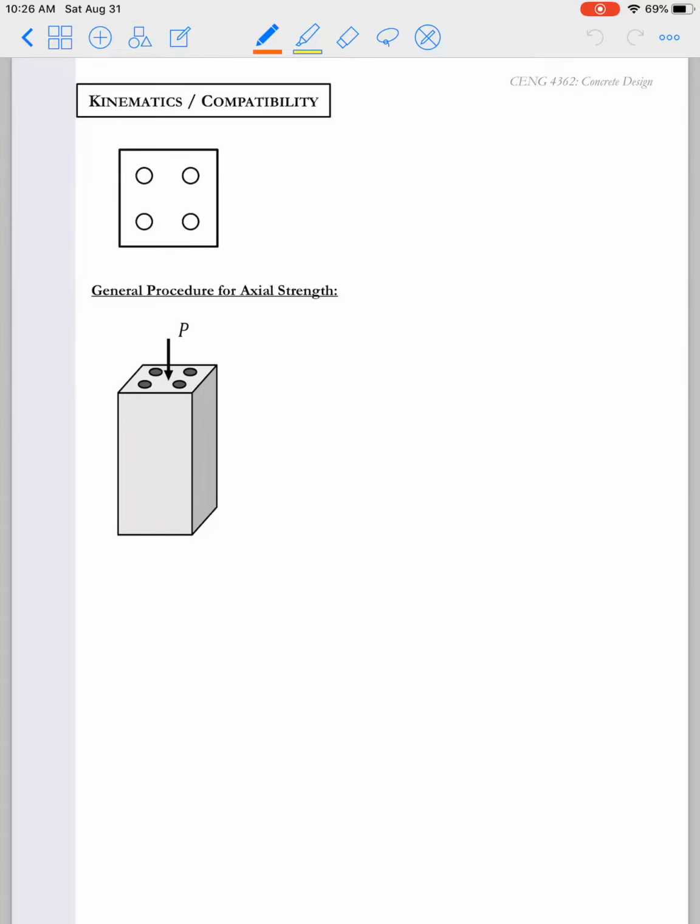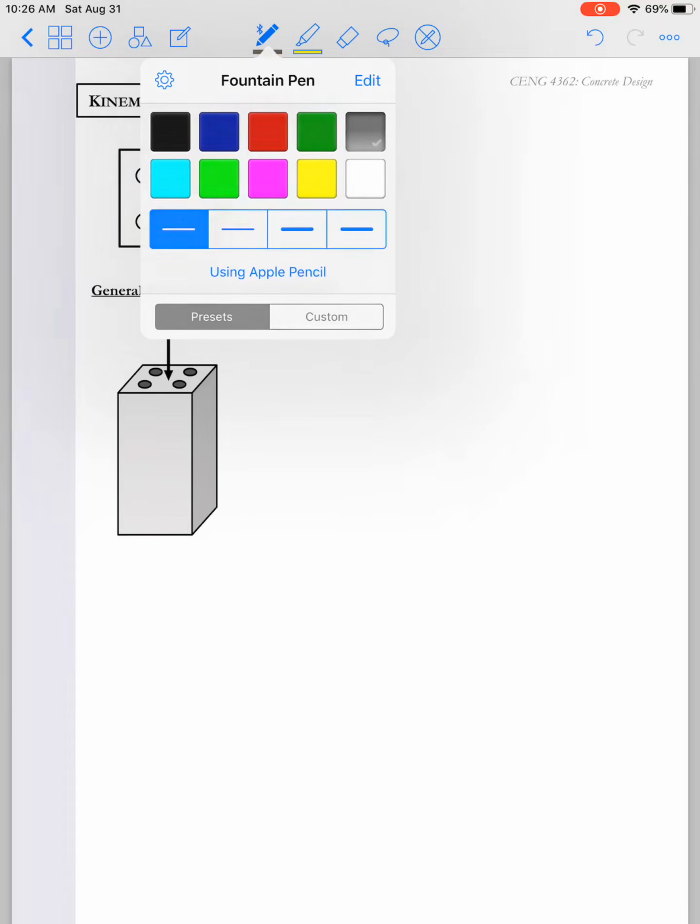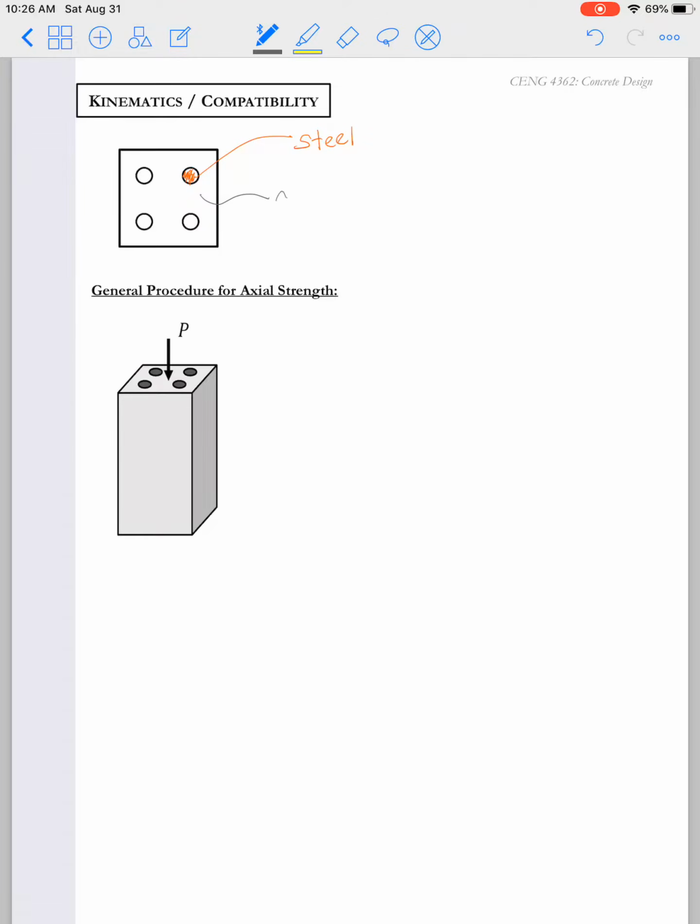All right, today I want to talk a little bit about the kinematics and compatibility for reinforced concrete. So recall, for reinforced concrete, we're talking about having steel rebar inside a concrete cross-section. Now we want to come up with a general procedure to calculate the axial strength of these sections when we have some sort of force, say in a column of a reinforced concrete structure.